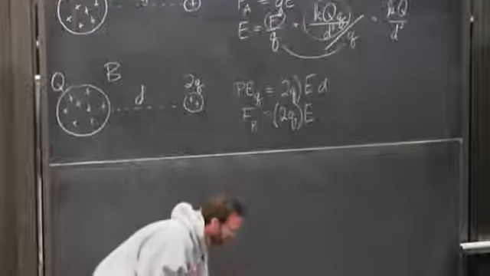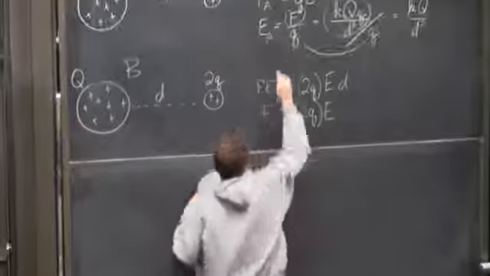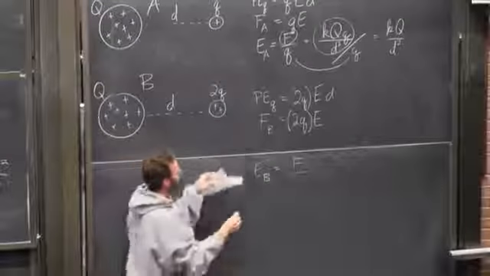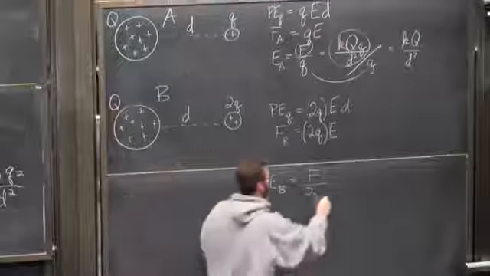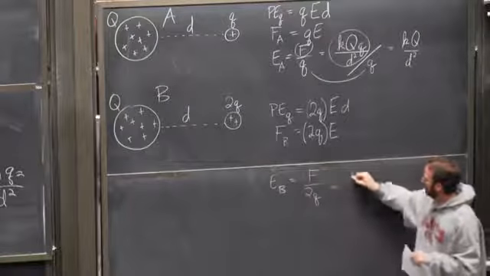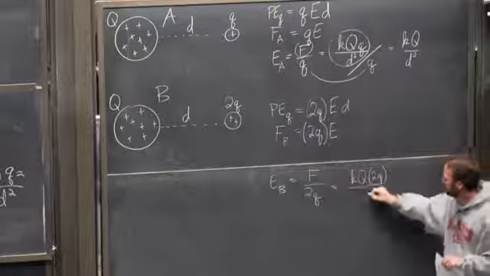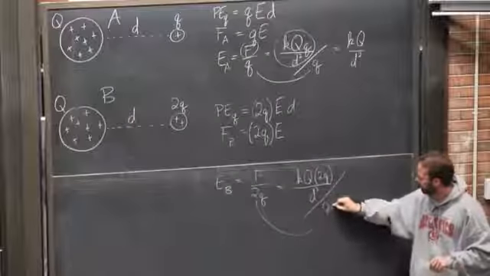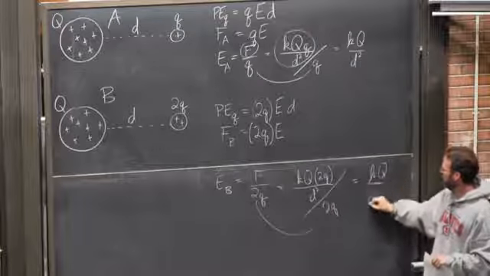Now I'm going to do the same thing in case B. The electric field at B is still the force over the charge, but our charge this time is 2Q. What's the force over here? K, big Q, 2Q over d squared. That's the Coulomb's force. That's F, all over the 2Q. The 2Q's cancel, and you're left with the same thing as in A.